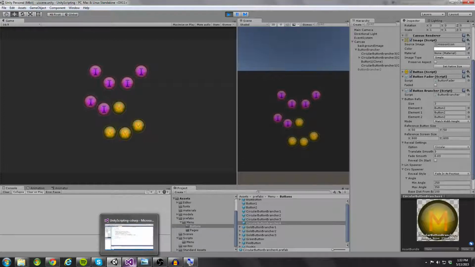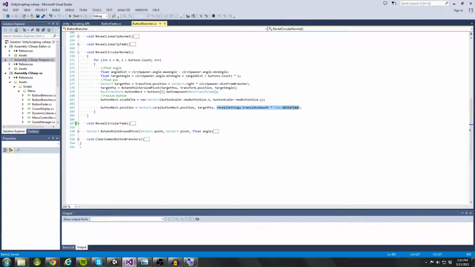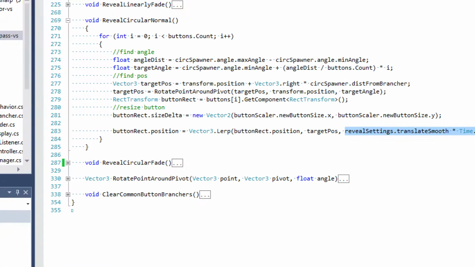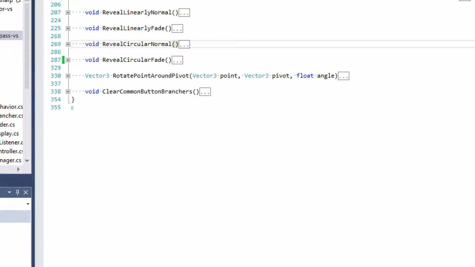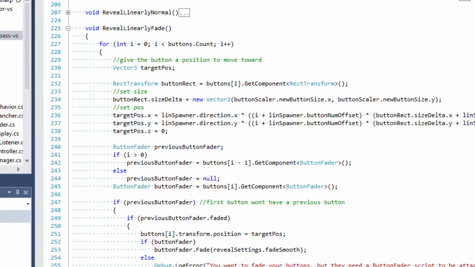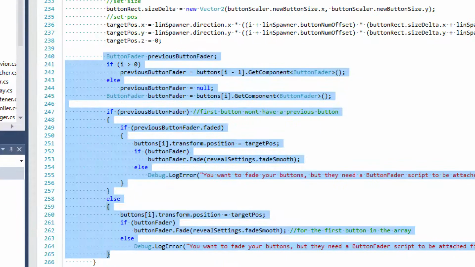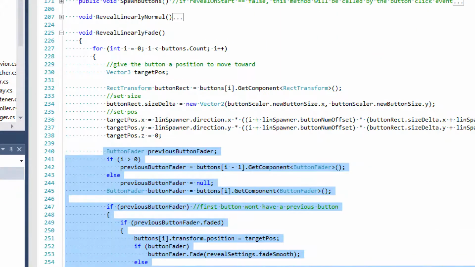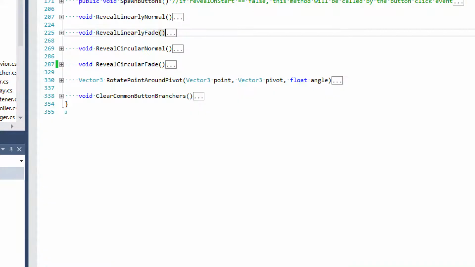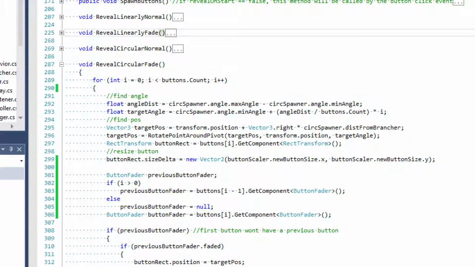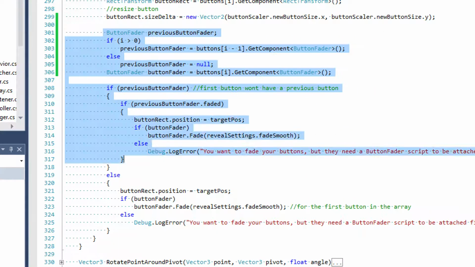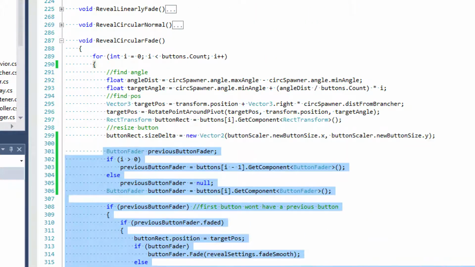What we can do is go to our code again. Remember from the last tutorial where we created the reveal linearly fade method, and what we did was we added this chunk of code right here. What we can actually do is copy and paste that code and put it in a new method called reveal circular fade. And we're going to put all that code right here just like this.